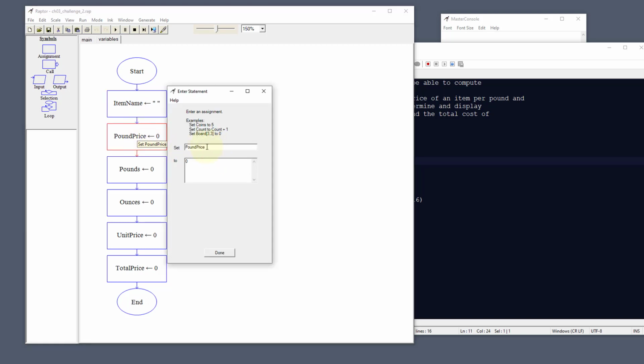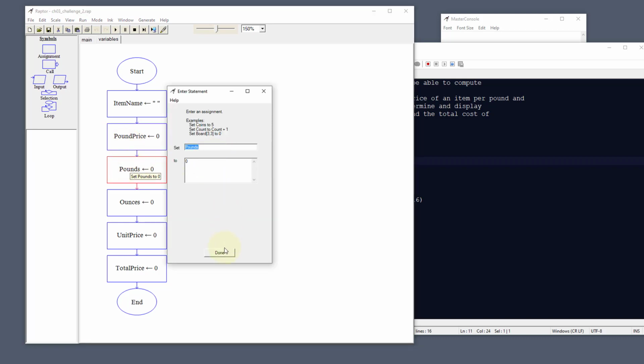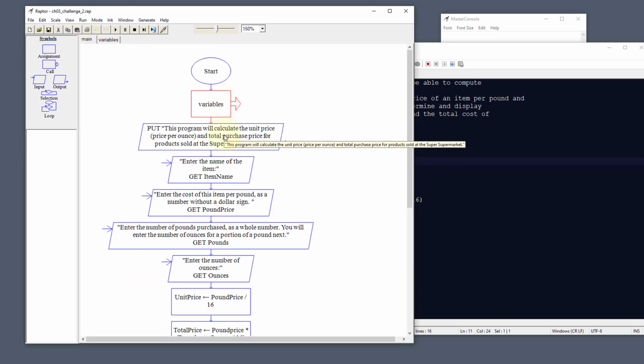Pound price, we type in pound price and put in 0, or P price if you want it to be P price, or P and D price if you want it to be P and D price, but you have to have the right calculation back on the main for that if you do change this. Pounds is set to 0, ounces, unit price, and total price. And then the program is going to come back out here.